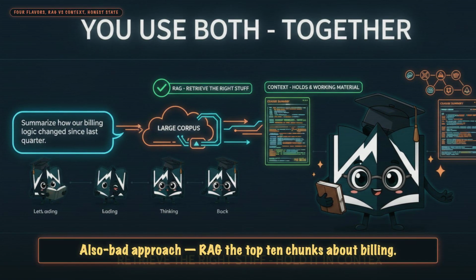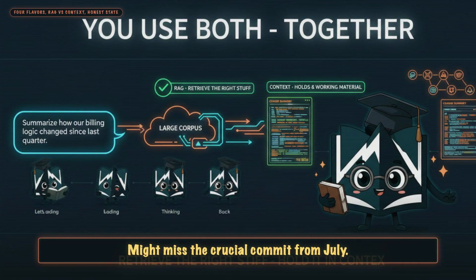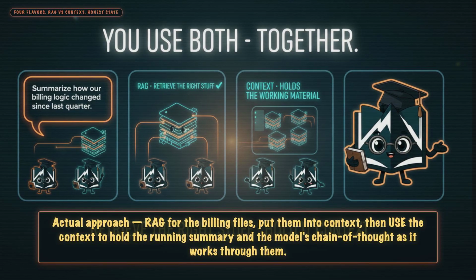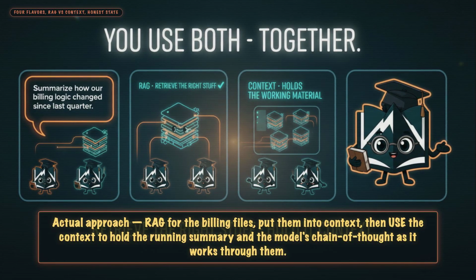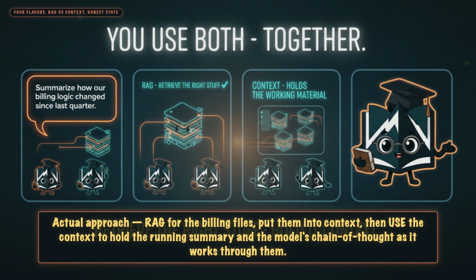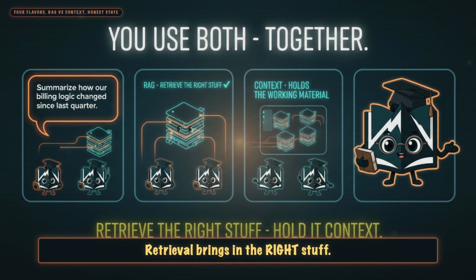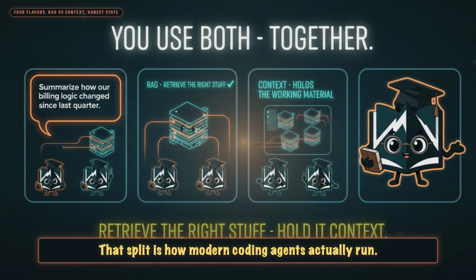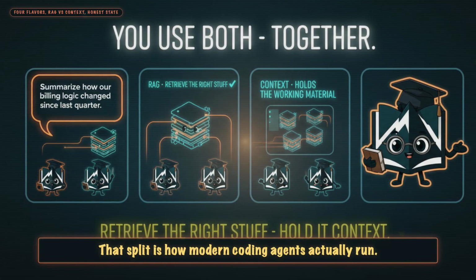RAG the top 10 chunks about billing. Might miss the crucial commit from July. Actual approach: RAG for the billing files, put them into context. Then use the context to hold the running summary and the model's chain of thought as it works through them. Retrieval brings in the right stuff. Context holds the working material. That split is how modern coding agents actually run.